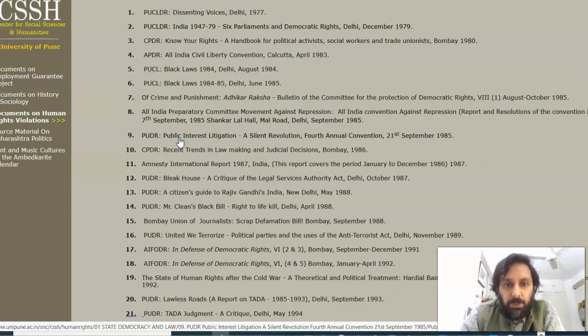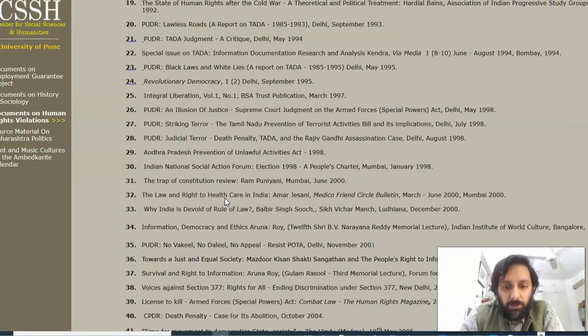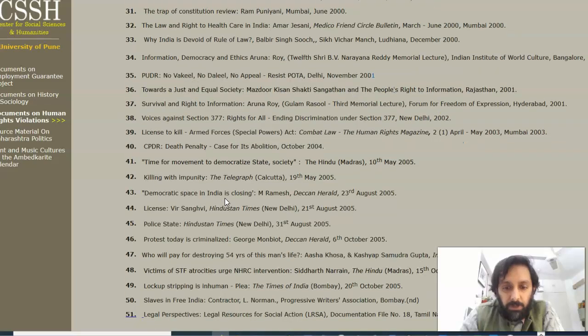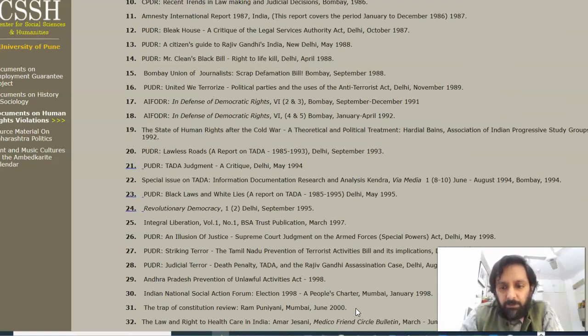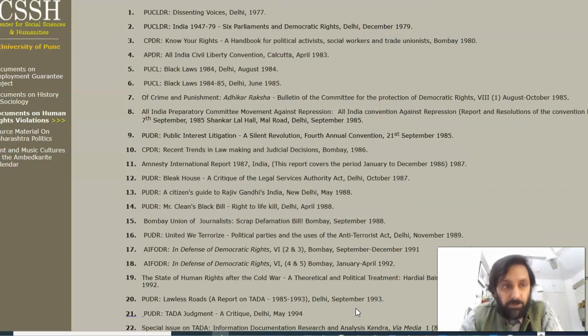If you look at the first of these documents, it is from 77 and goes all the way down to 2005. So a range of different political regimes have been the subject of organization by civil liberties organizations in India, and that's an important point to keep in mind, which I'll return to.